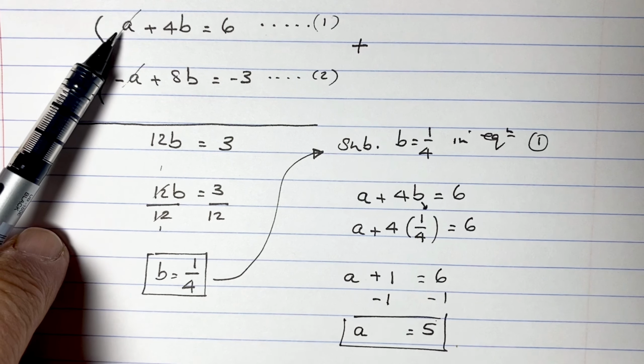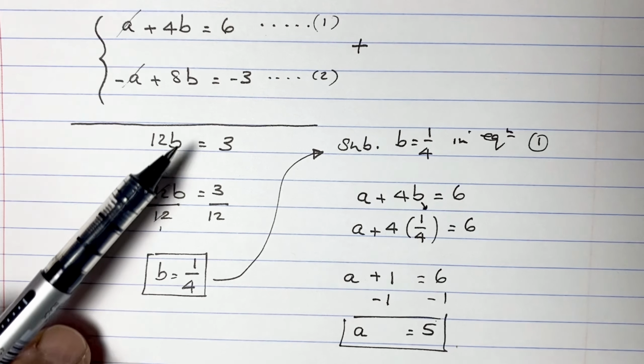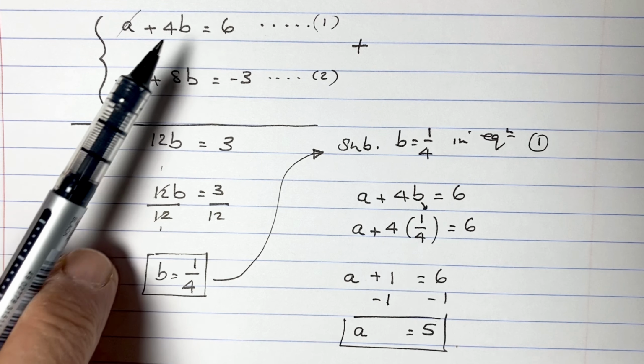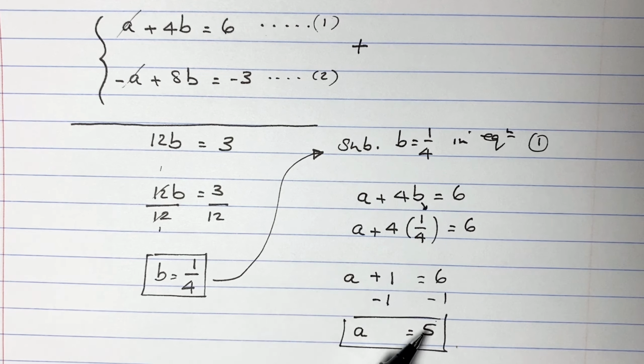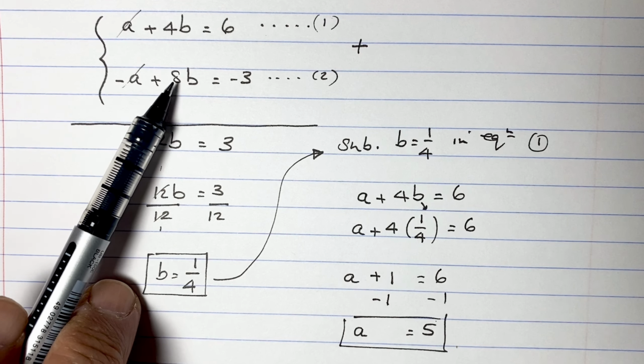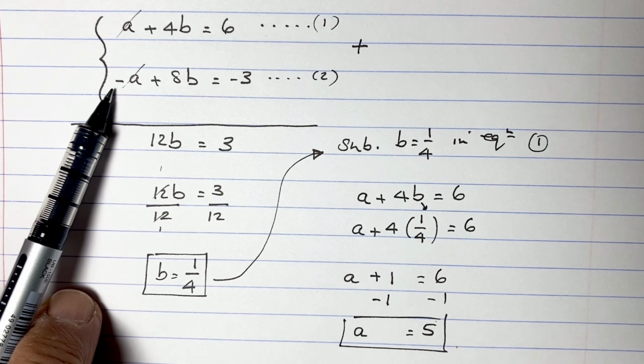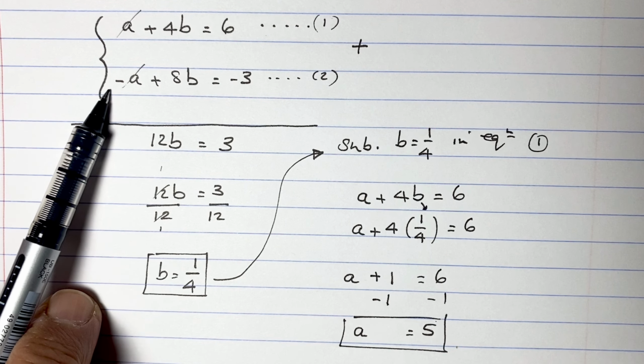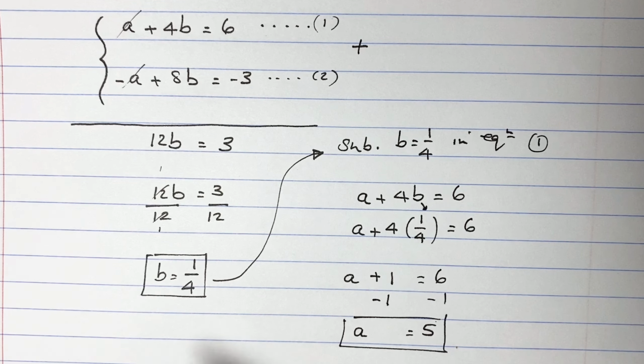Check. a being 5 and 4 lots of a quarter is 1. 5 add 1 makes 6. Minus a, which is minus 5, plus 8 lots of a quarter, which is plus 2. Minus 5 plus 2 equals minus 3. Both answers are correct.